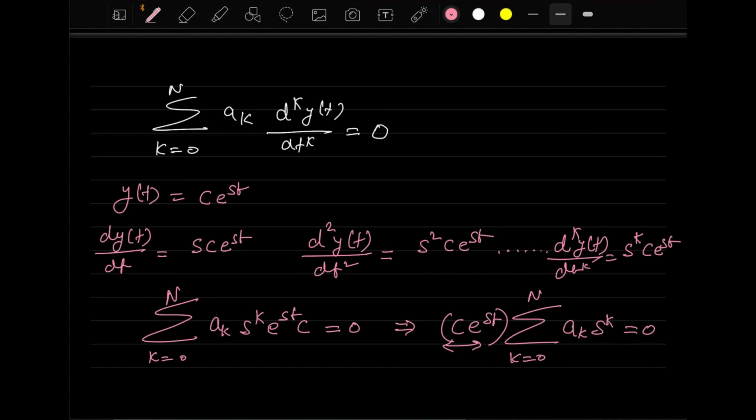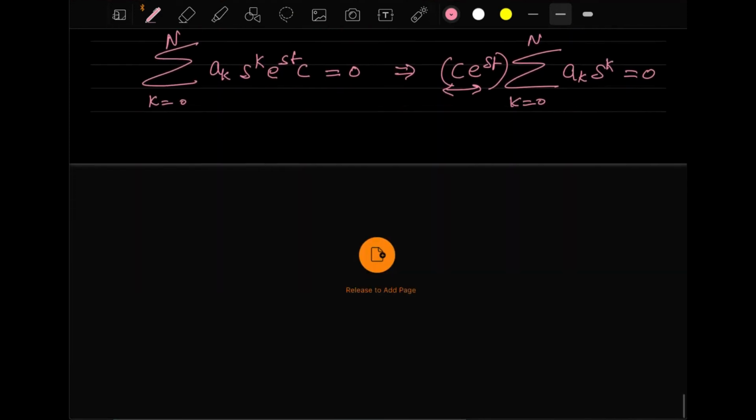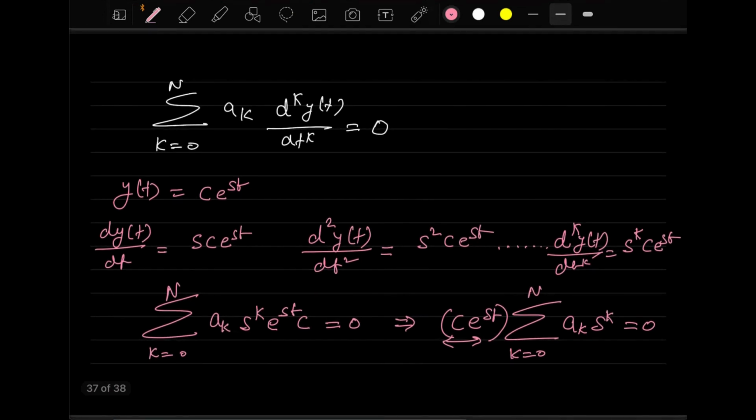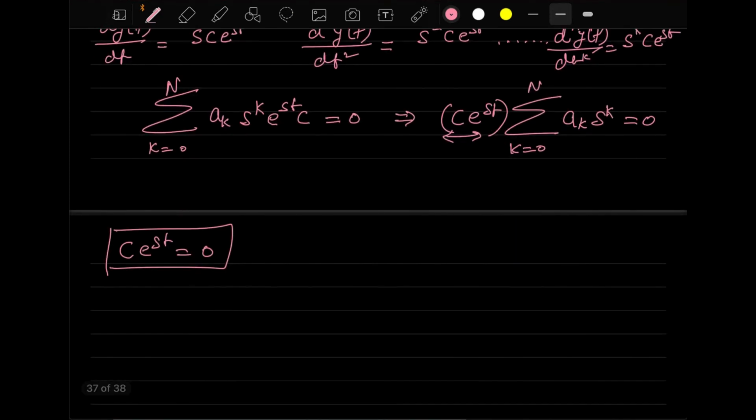So if you do this, now what will happen is we have these two multiplications which are giving you a value of 0. So there can be two cases. In the first case, either your c e to the power st is 0. In this situation, it is a trivial solution, because your output is straight away going to 0, because what you are assuming is c e to the power st as one of the solutions of this differential equation. And if you put that equal to 0, you are not getting any interesting solutions, and this is a trivial solution that you will get.